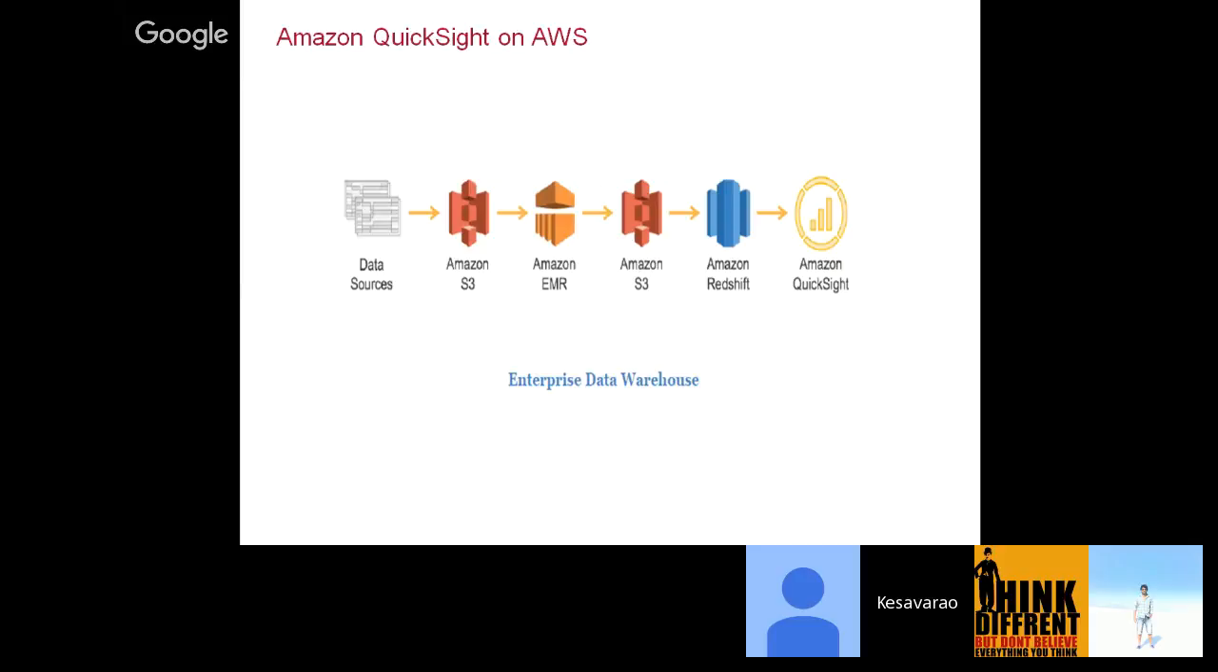Now, Amazon QuickSight on AWS: this is how it would be used. This is one use case. As I said, data could come from sources and be put into an S3 bucket, then go to Amazon EMR, and then to Amazon S3 and Redshift. Finally, Amazon QuickSight might be using the Redshift data. This is in an enterprise data setup.